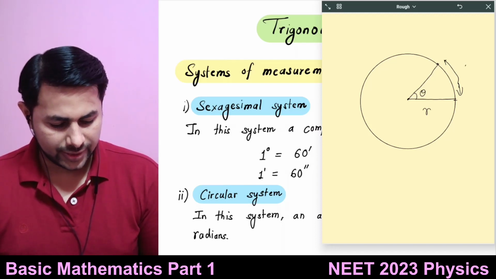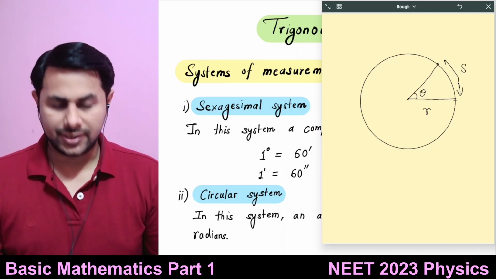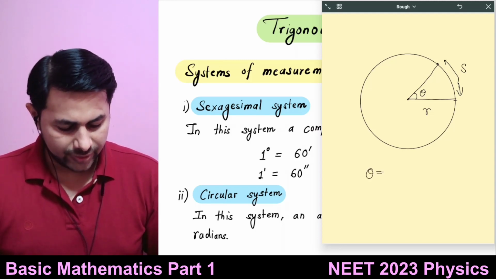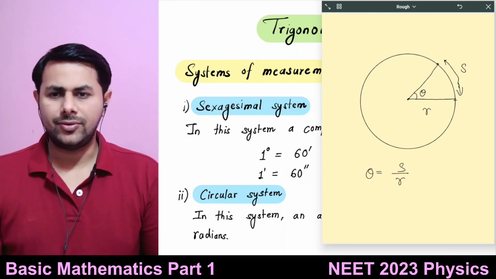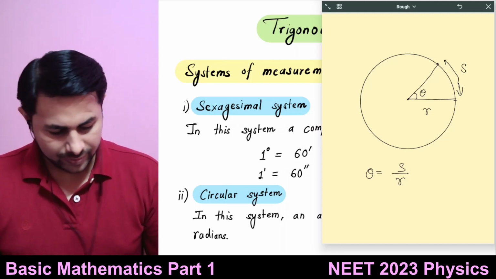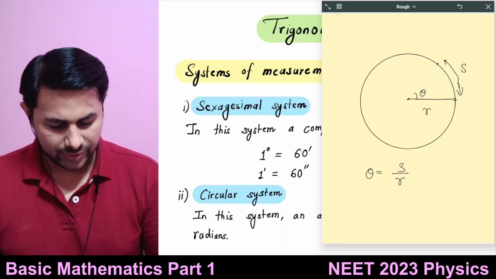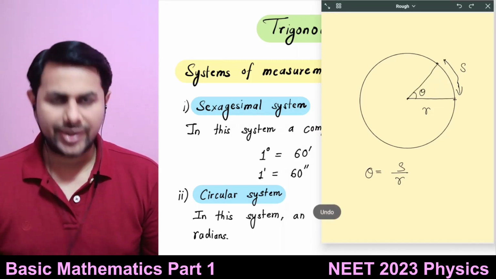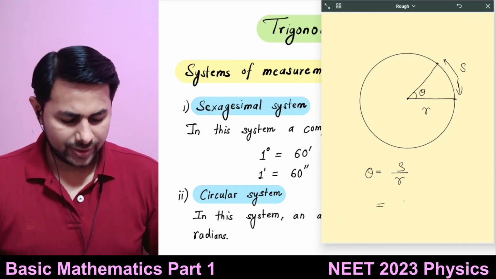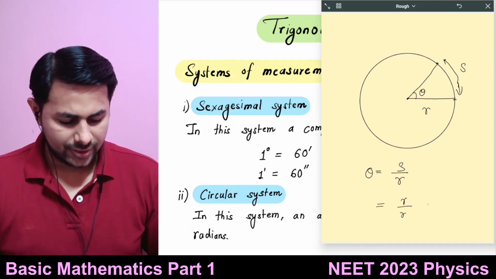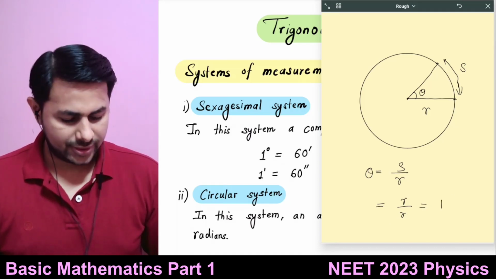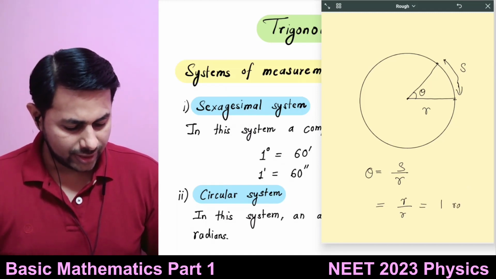Let's say the length of the arc is s and the radius is r. Then theta is equal to s divided by r. This is how we define it. Let's say the length of the arc is equal to 1 radius. Then how much will be the angle? It will be r upon r, that is 1, and the unit of this angle in the circular system is called the radian.